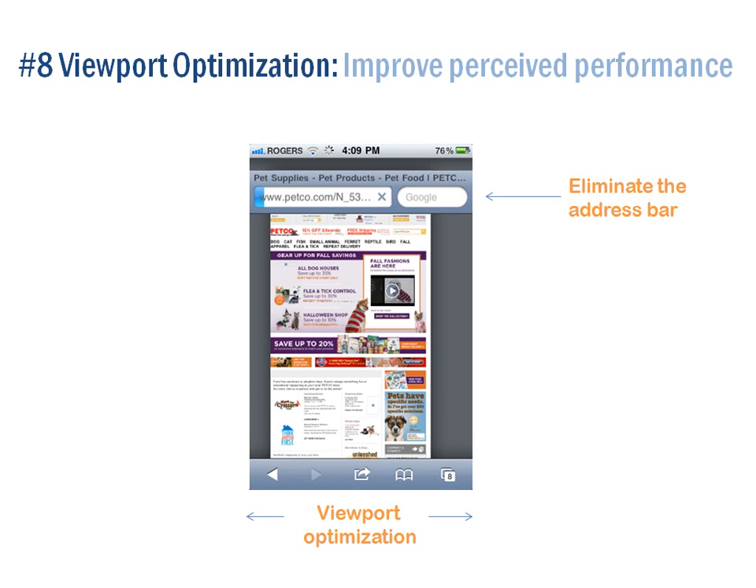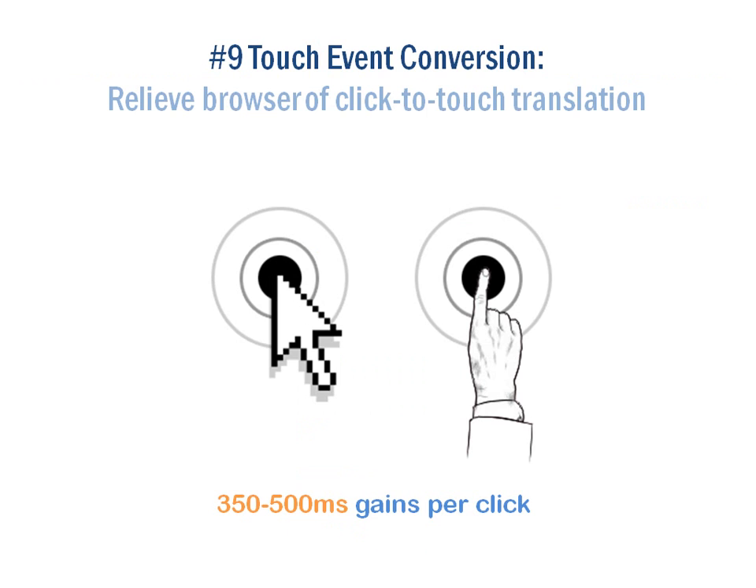Again, I don't want to confuse this with making sites look better for mobile in the sense of changing navigation in CSS. That's not what we're doing, but there are certain things around viewport optimization that we can bring to bear. We also do touch event conversion. This is a really important one.